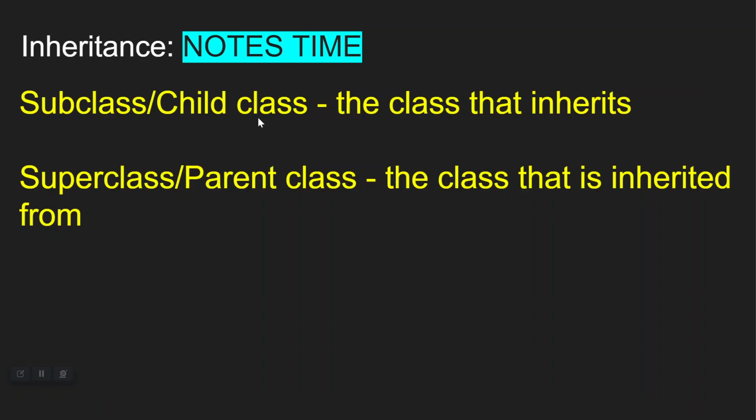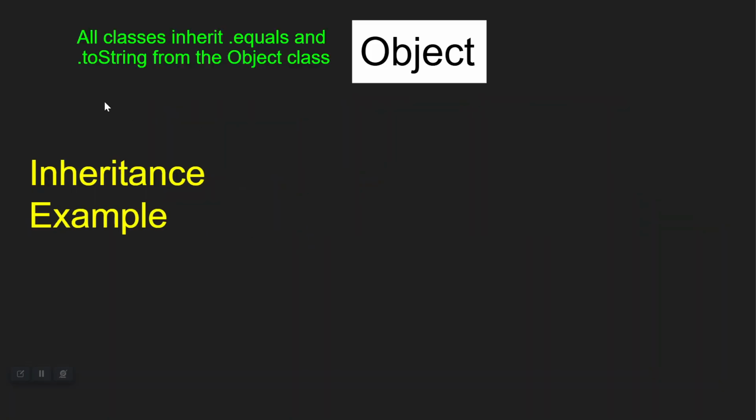So a subclass or a child class, of course, is the class that inherits. And the superclass or the parent class is the class that is inherited from. We'll go ahead and look at an inheritance example here. You might remember from earlier in class, all classes inherit certain things from the Object class. I always say way out in Java cyberspace, there is an Object class that is the superclass of basically all classes that are created in Java. Now the Object class is very simple. It has an equals method and a toString method.